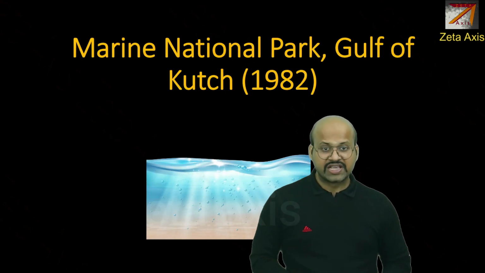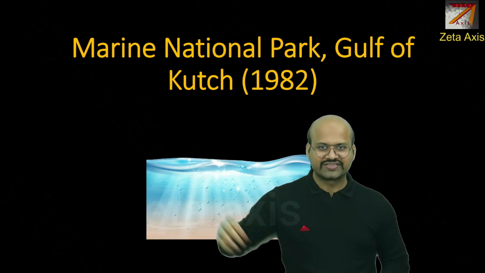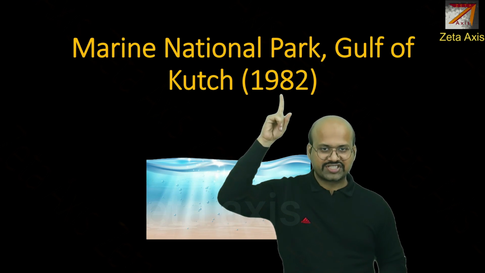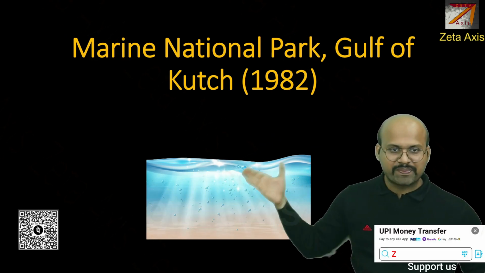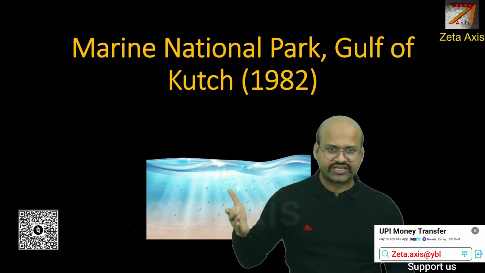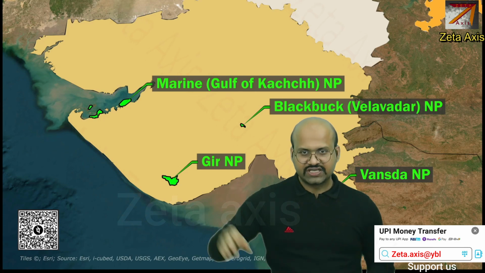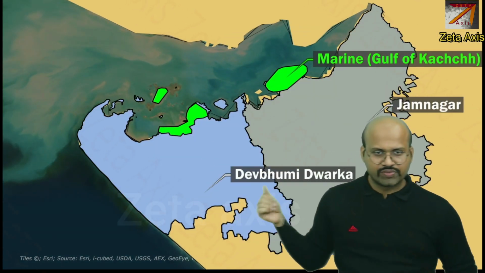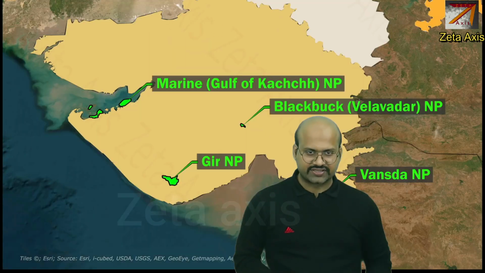The next important national park of Gujarat is Marine National Park, which is in Gulf of Kutch. It was established in 1982 and it is basically a marine ecosystem or oceanic ecosystem. If you see, then it is located on the western side of Gujarat, spread over Devbhoomi Dwarka and Jamnagar district.